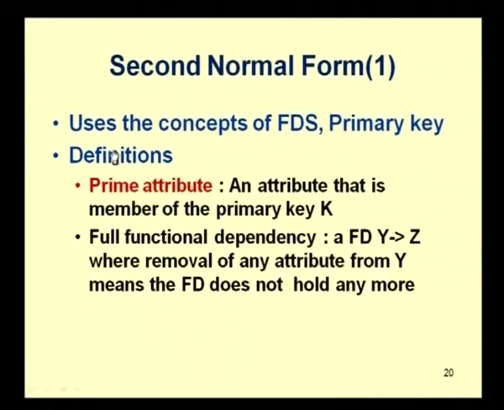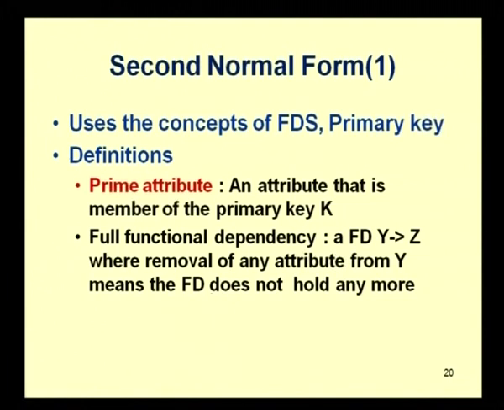Before the break we looked at the first normal form, where we tried to expand the multi-valued attributes and the nested, non-atomic attributes. Now, let us go to the second normal form. Please remember, the second normal form is also in first normal form. Here the second normal form uses the concepts of functional dependency and primary key. Let us look at some definitions again. A prime attribute, you remember, is an attribute that is a member of the primary key K, and a full functional dependency Y to Z is one where removal of any attribute from Y means that the functional dependency does not hold anymore.